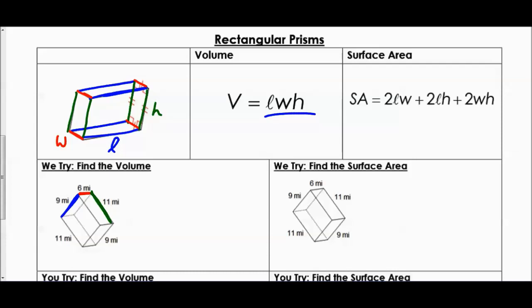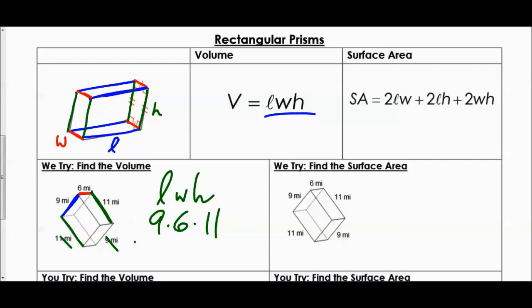You can see that we have two 11s. We don't need to use both of them. We're just doing length times width times height, or 9 times 6 times 11. That's my length, width, and height. You don't need to use this extra 11 or the extra 9. You're just multiplying the three different numbers together.